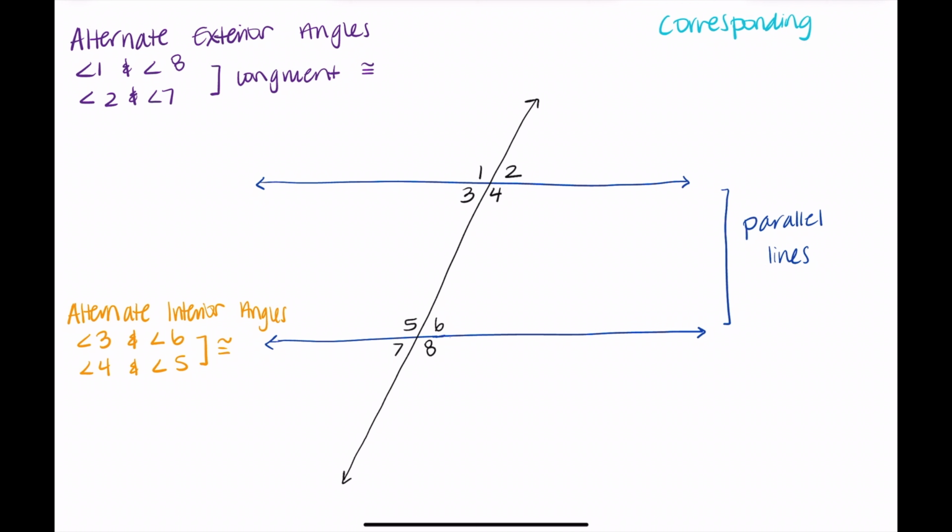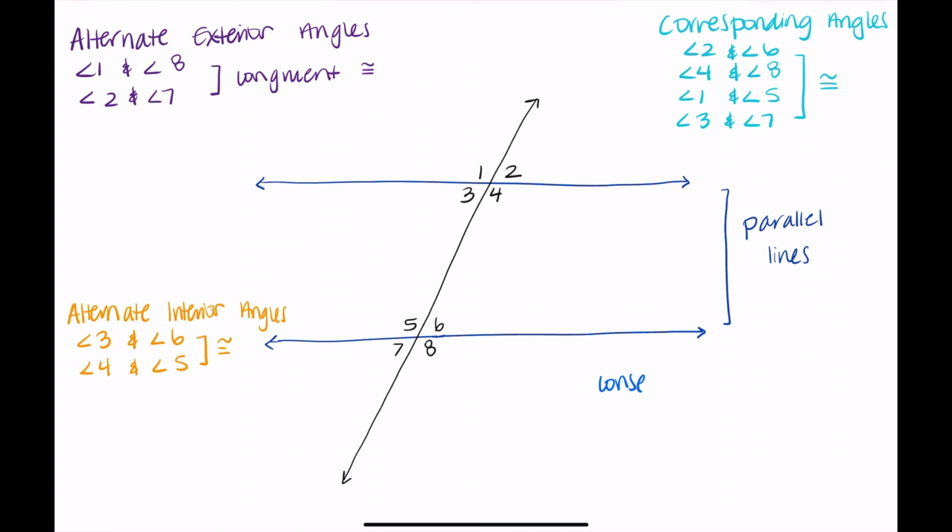Now we'll get into our third type of angles formed by a transversal, and those are corresponding angles. If you remember, corresponding angles mean same spot or same position. So angle 2 and angle 6 are in the same position. Angle 4 and angle 8 are in the same position. Angle 1 and angle 5 are in the same position. And last but not least, we have angle 3 and angle 7. All of these pairs are corresponding angles, and the measure of all these corresponding angles is also congruent.